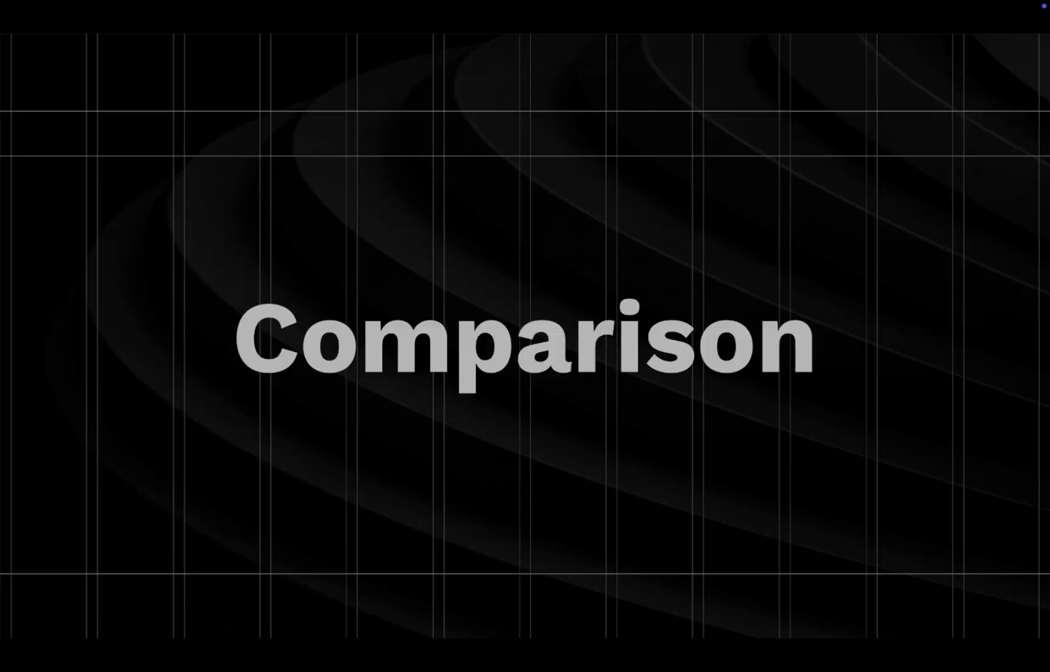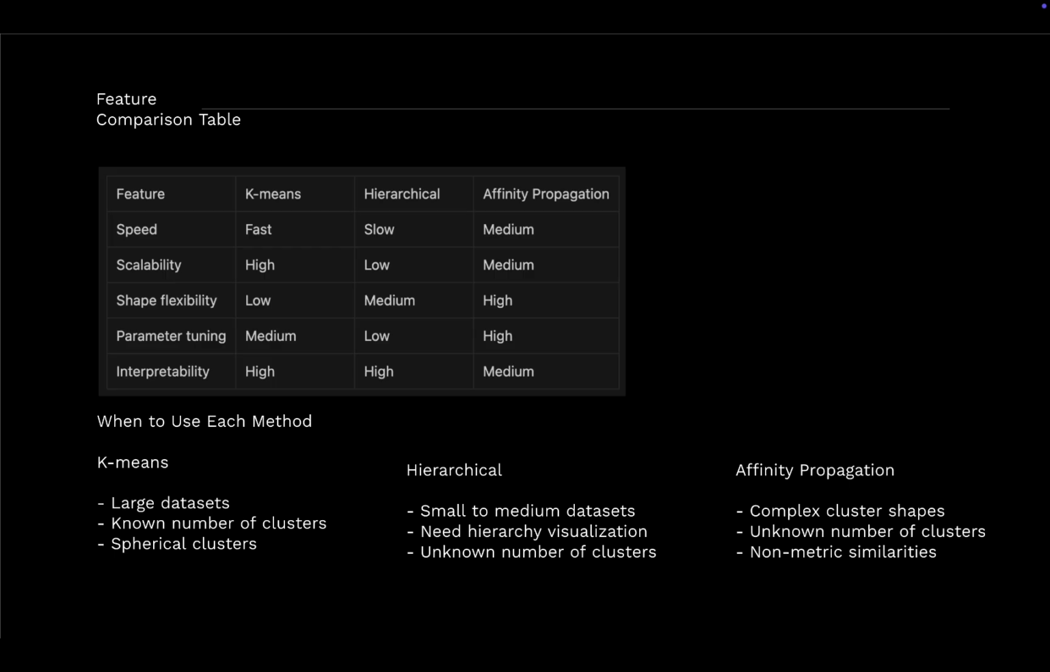Let's summarize these clustering techniques and see when to use which method. K-means is ideal for large datasets with a known number of clusters and when clusters are roughly spherical in shape. Hierarchical clustering works best for small to medium datasets where a visual hierarchy is needed and the number of clusters is unknown. Affinity propagation is suited for cases with complex cluster shapes, unknown clusters, and non-metric similarities.